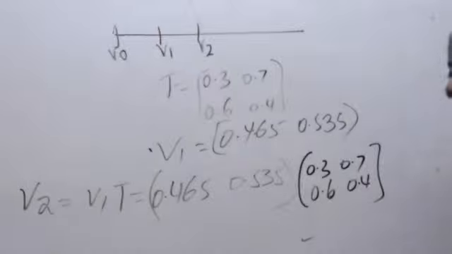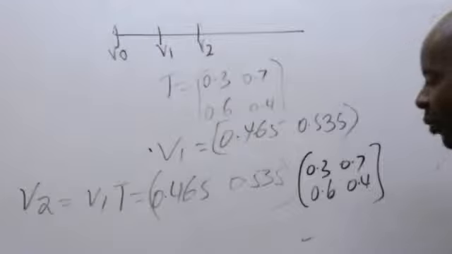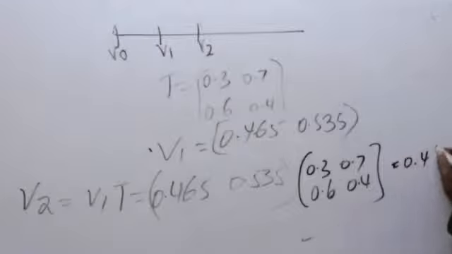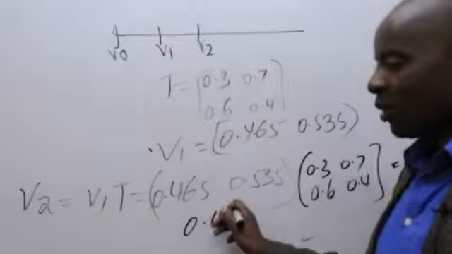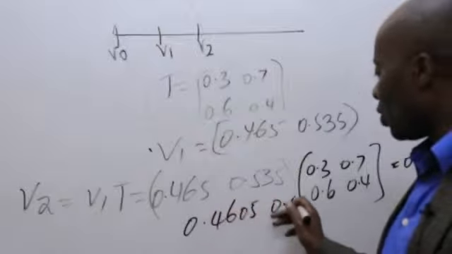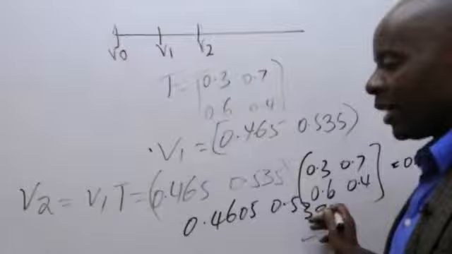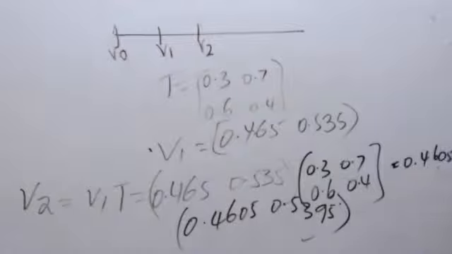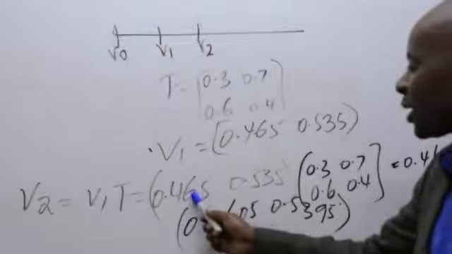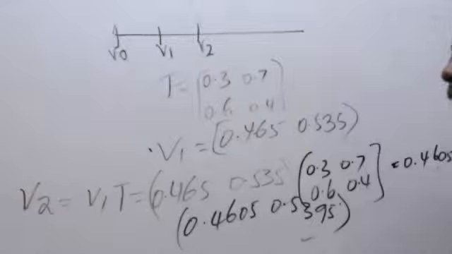So we have 0.46, 0.5 for vector 1, and then for vector 2 we have 0.4605, and then 0.5395. Now you can see straight away from where we began, for vector 1, the first company gained more ground. It started from 0.4 something, and it has gone to 0.46.